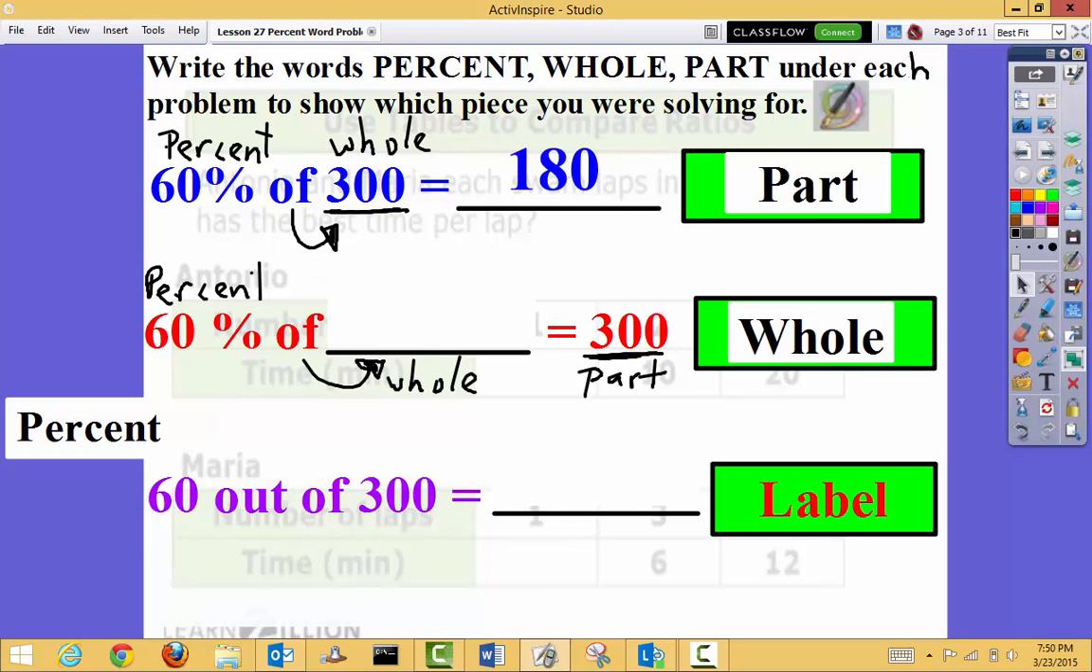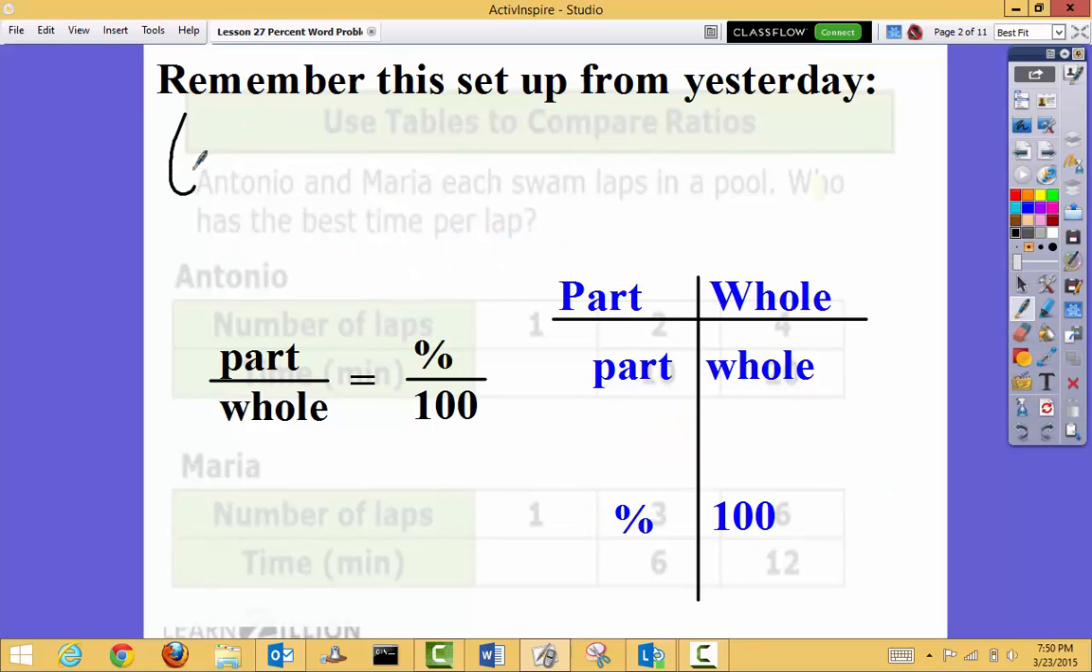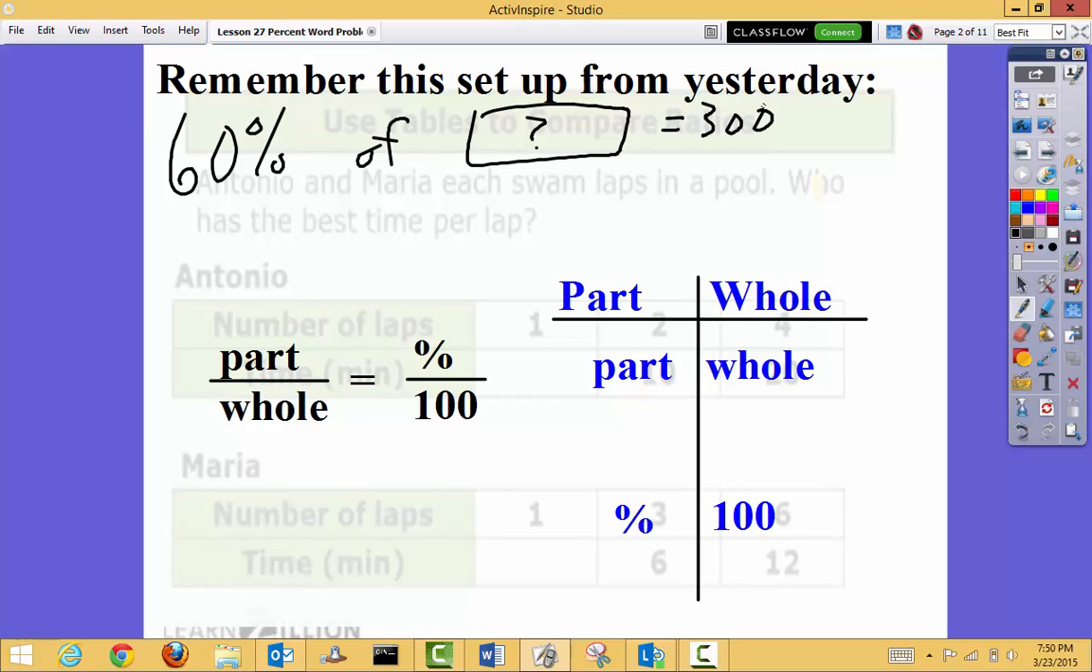So now I'm going to go back to this portion. I'm going to reset my page, and I'm just going to copy what I have. 60% of blank equals 300. And I'm just going to copy the labels. This was my percent. This was my whole. And this was my what? This was my part. So now I can just fill it into my ratio table. Well, my percent is 60. Actually, I'll just write underneath. My percent is 60 out of 100. Since it's a percent, that means my numbers are just going to stay 100 for its whole amount.